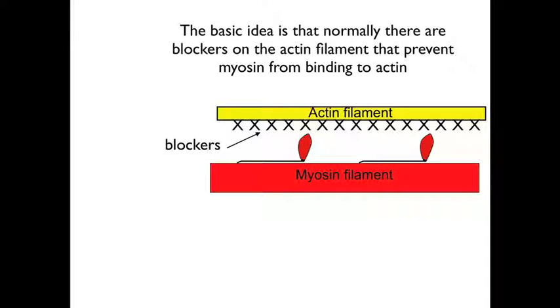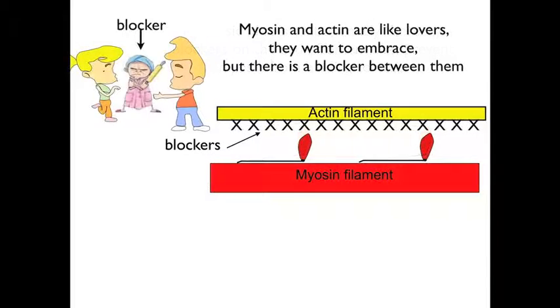The basic idea is that normally there are blockers on the actin filament that prevent myosin from binding to actin. Those blockers are shown as X's on the lower edge of the actin filament. Myosin and actin are like lovers. They want to embrace. But there's the blocker between them. The blocker here is like a chaperone. She's there to make sure there's no hanky-panky.